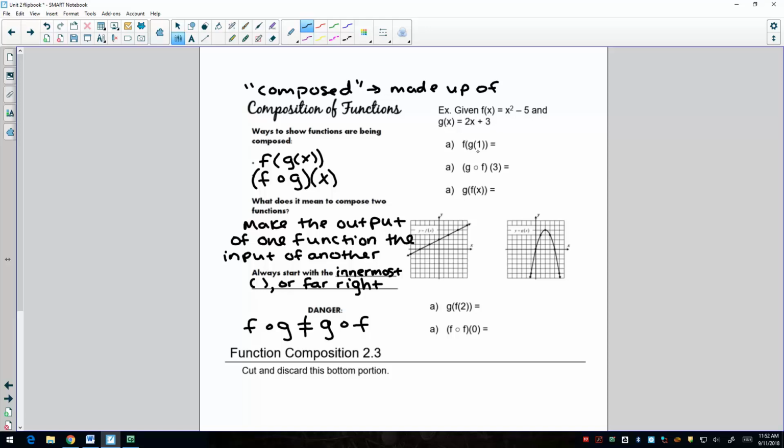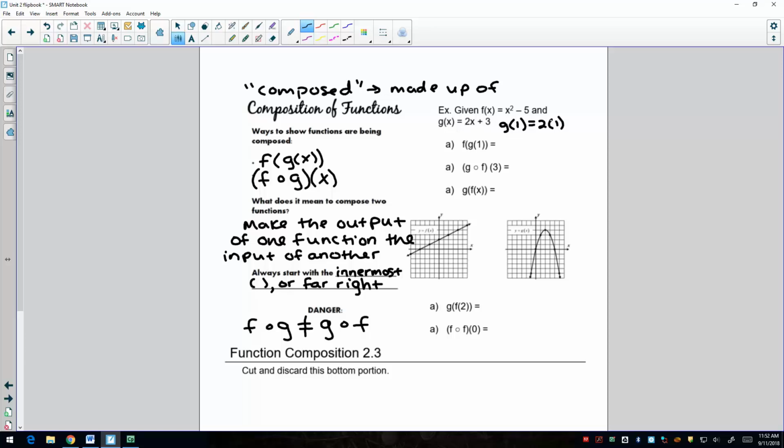So here's what this first one says. It says, figure out what F composed of or made up of G of 1 is. So you're going to start on the inside, and you're going to figure out what G of 1 is. I'm going to do a little scratch work up here. Some of you can do it in your head, but G of 1 means you're going to take 1 and plug it in, that is the input, into G. So I'm going to plug that in for x into my g of x function. So I'm going to have 2 times (1).